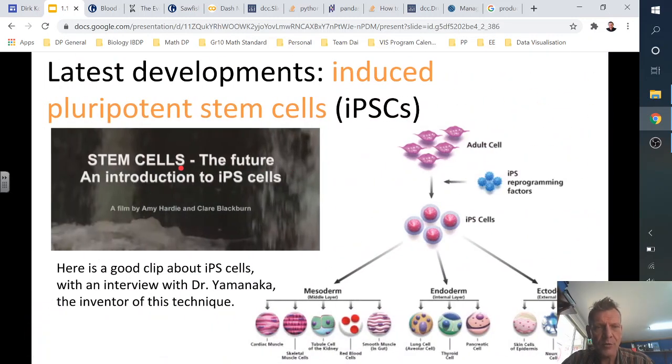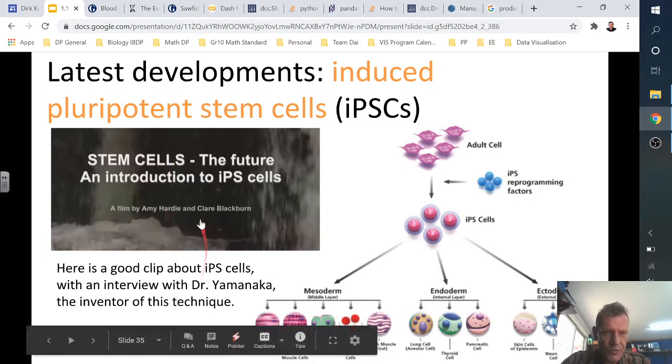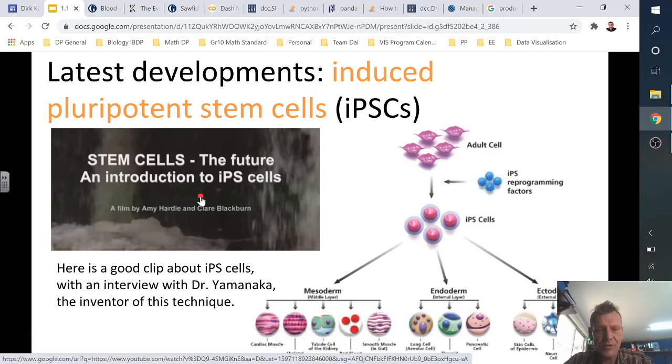Last thing that I want to mention is induced pluripotent stem cells. That's the latest development, where we are artificially able to reverse the specialization and differentiation of cells. That was always thought to be impossible, but a mechanism has been found that we can actually reverse that process. This here is a clip with Dr. Yamanaka, who was the inventor of this technique, if you're interested to hear about that.